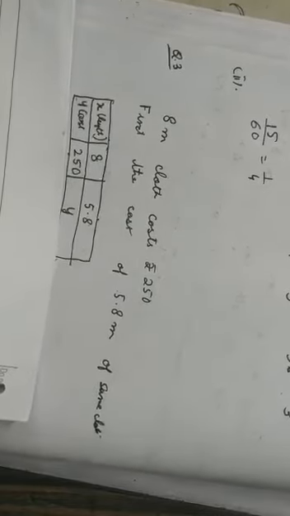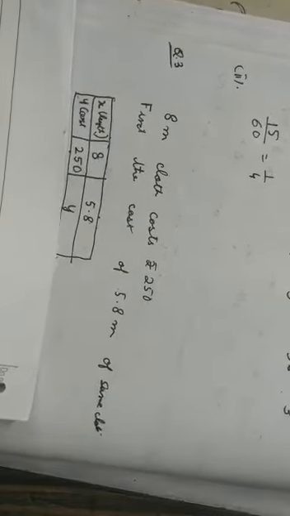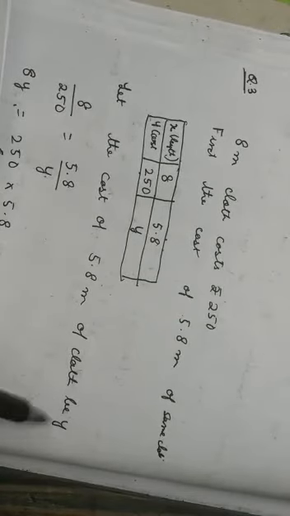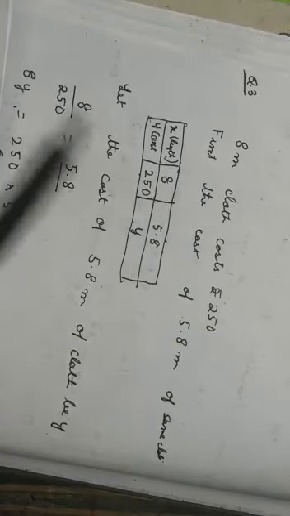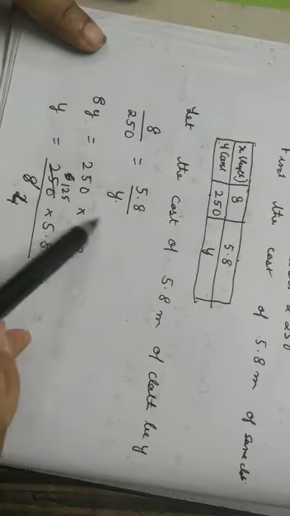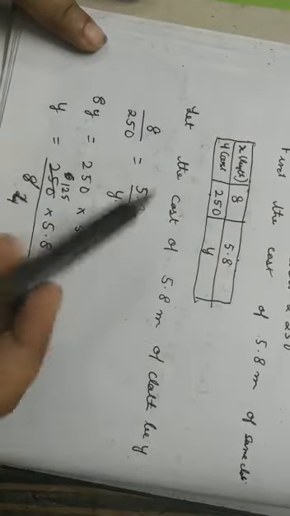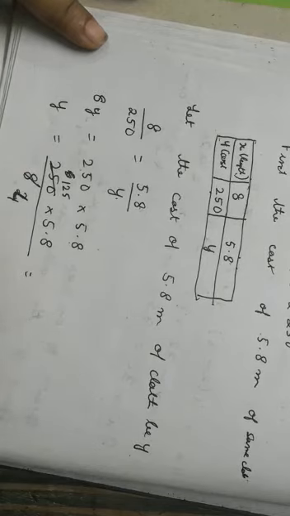Now what do I know in case of direct variation? By direct variation, what can I say? Let the cost of 5.8 meters of cloth be y. I know in case of direct variation, x by y is a constant. So 8 by 250 is equal to 5.8 by y. From here you can solve. 8y is equal to 250 into 5.8. So y is now going to be equal to 125 into 5.8 divided by 4. We've just tried to solve it, the solving part I have not done.